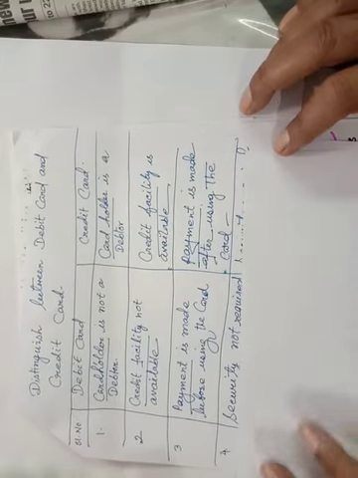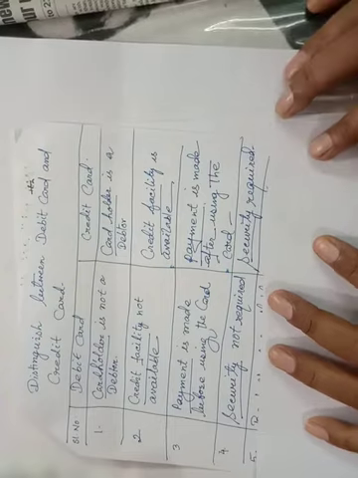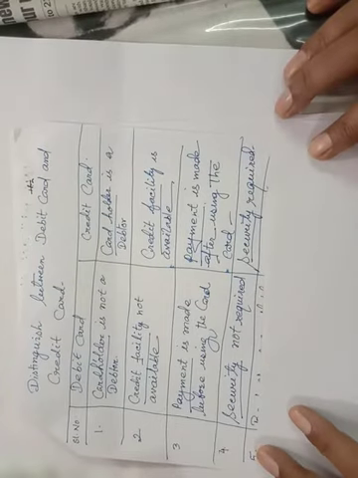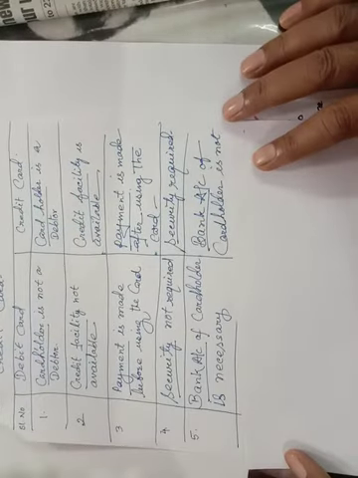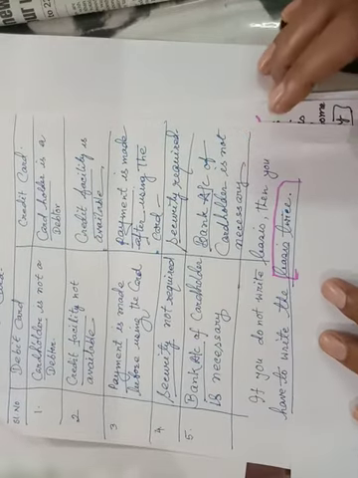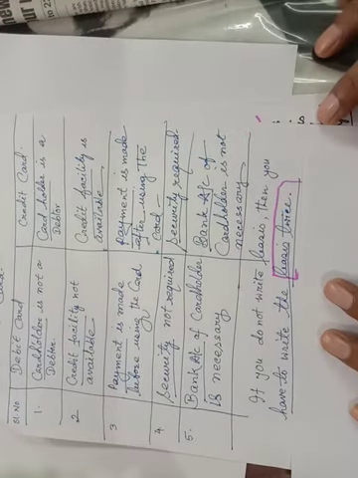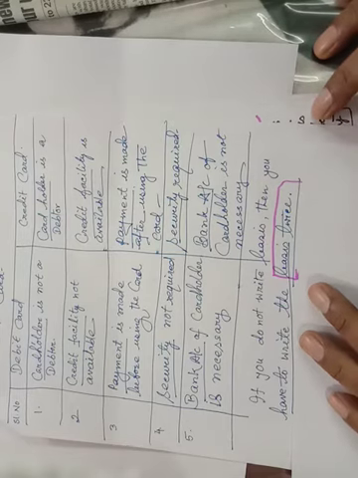So you see, the answer is getting lengthy, and in this case you are killing your own time. Security, you have to write twice: security not required, security required. Bank account of card holder is necessary, bank account of card holder is not necessary. In this case, if you don't write the basis, you have to write it twice. So this will be lengthy.